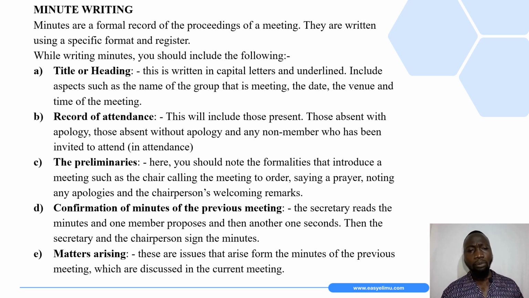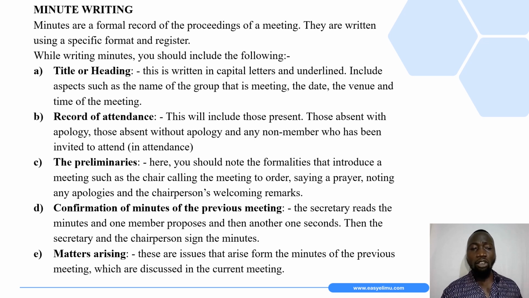So the title, remember, must be written in capital letters and underlined. Again, it must begin with the words minutes of, followed by the name of the organization or the name of the group that is meeting. After the title, we have what we call record of attendance.